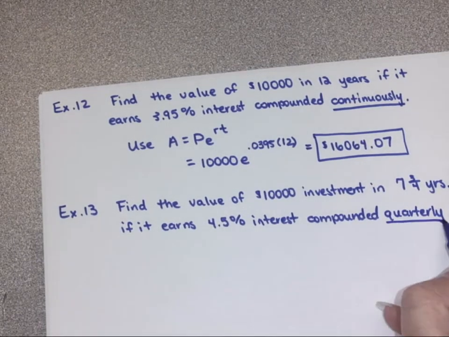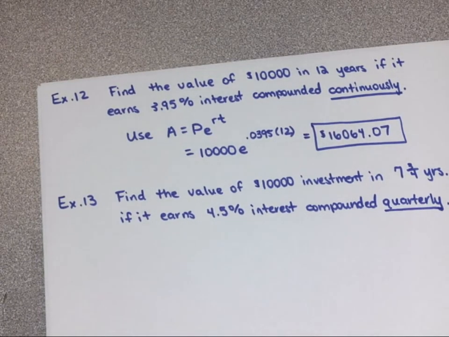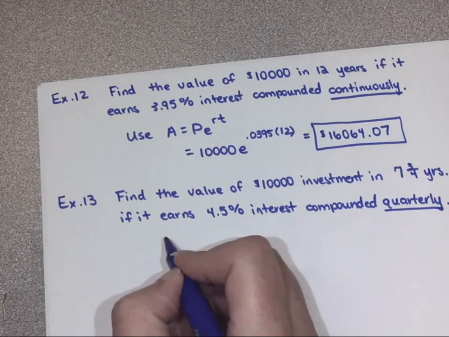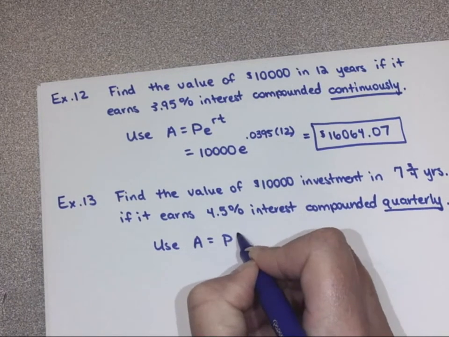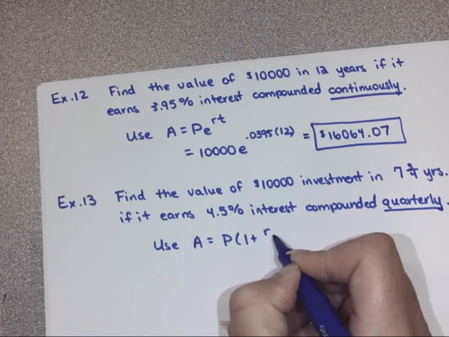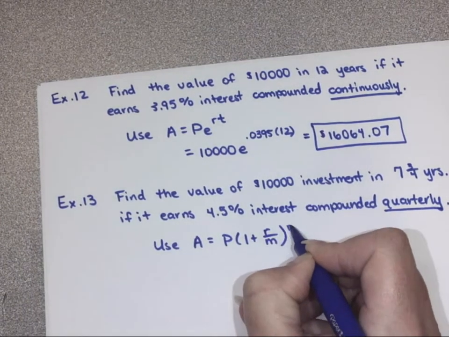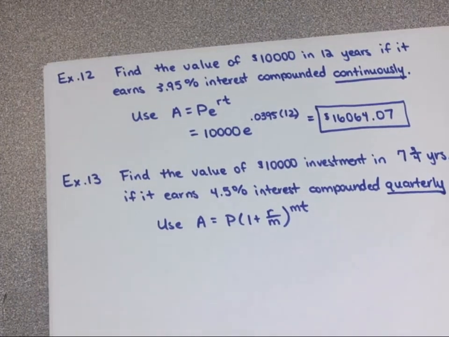Notice, instead of continuously, I mentioned a frequency, right? If I said quarterly or any other specific frequency, then we're not using the PERT formula anymore, we're using the other one. So we're going to use A equals P times (1 plus R over M) to the MT power. That was the formula we had before. And we just need to decide what's what, right?